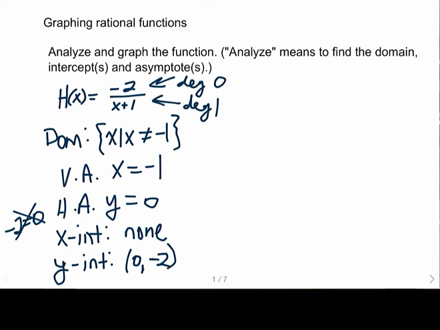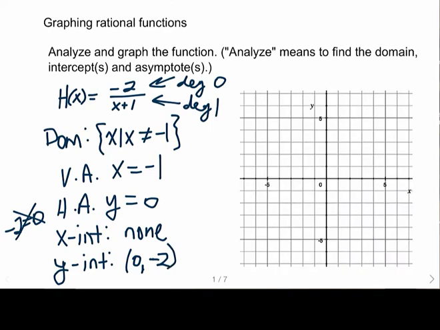Now, let's get some axes and put this together and draw a graph. Okay, so we said in the previous video that asymptotes are lines that govern the behavior of a graph. So we have a vertical asymptote of x equals negative 1. What that means is we're going to draw a dotted vertical line at x equals negative 1. We have a horizontal asymptote of y equals 0, which means we're going to put a dotted line along the x-axis where y equals 0. Those are just going to be guidelines for our graph, and we'll see how we use those in just a minute. The y-intercept is 0, negative 2, and so I'm going to put a dot at 0, negative 2 on the y-axis. There is no x-intercept.